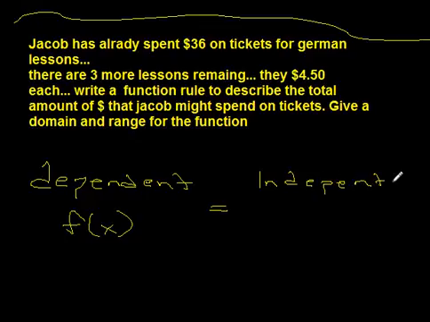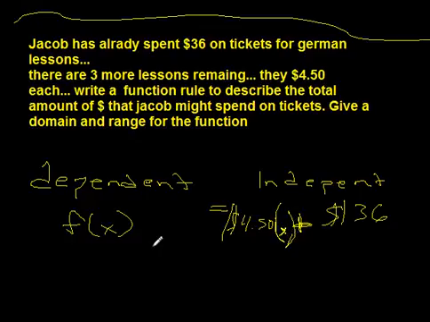Well, how much money? I already know that Jacob spent $36. So he's already out 36 bones. 36. But he can also add a certain amount, 4.5, because that's the cost of tickets, times the number of tickets, or sessions, that he purchases. So that would be $4.50 times x. And we don't know how many sessions.